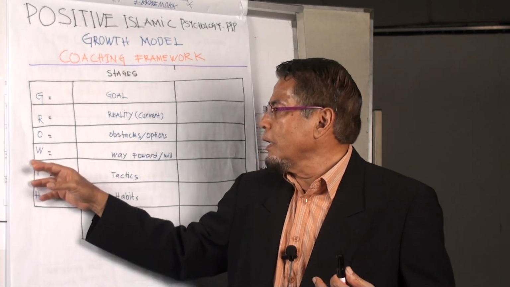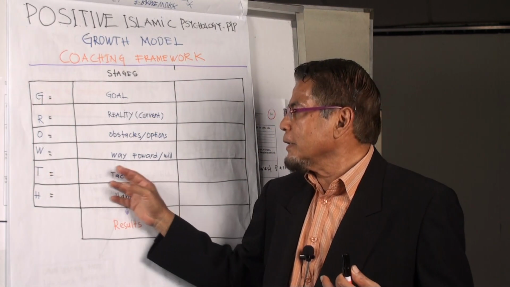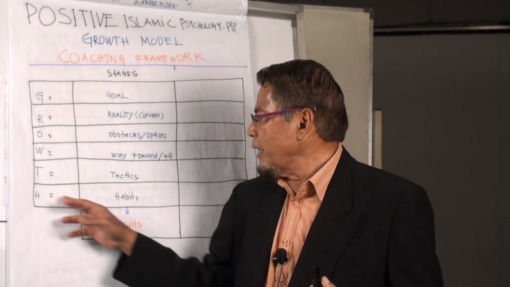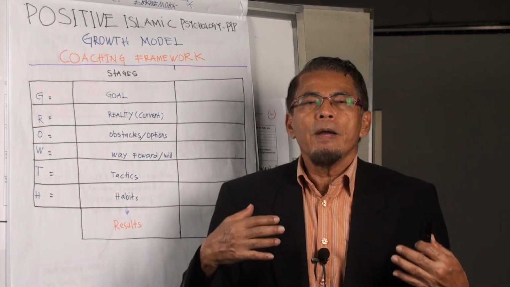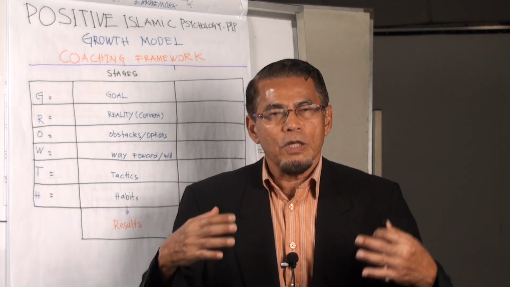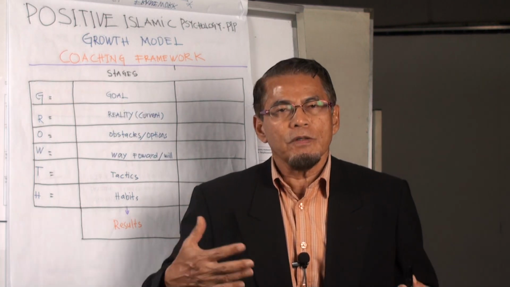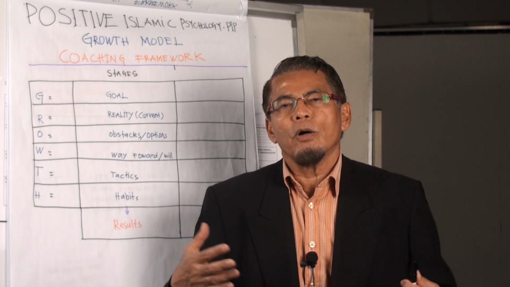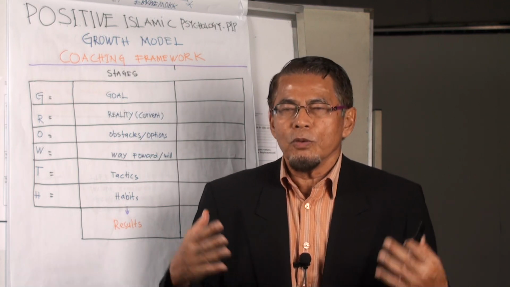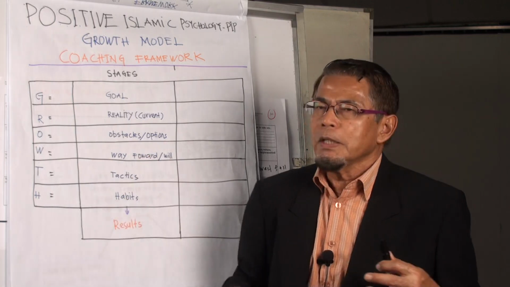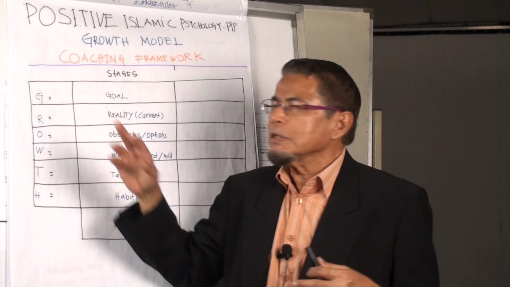the way forward. T is for the tactics that you're going to teach them as a coach. And H is how you're going to help them build long-term habits over their lifetime, so that they can become achievers in life in whatever area of achievement that they want to achieve. So this is what we call the growth model, GROWTH.